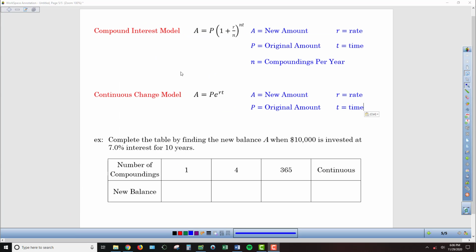So we can see here we've got two different growth models that are set up for us. We have what we're going to refer to as the compound interest model, so this is not for continuous growth, and then we're going to have this continuous change model, which is assuming that the growth is continuous.